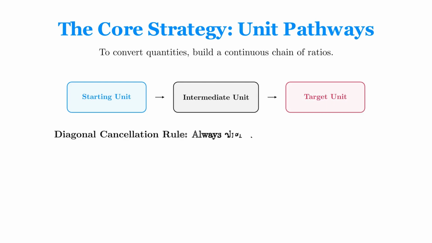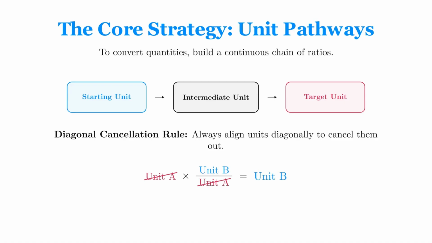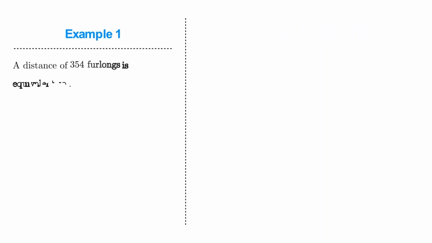To ensure our units cancel correctly, we apply the diagonal cancellation rule. When multiplying ratios, align matching units diagonally so they cancel out, leaving you with the desired unit. Let's apply this strategy to the first example.